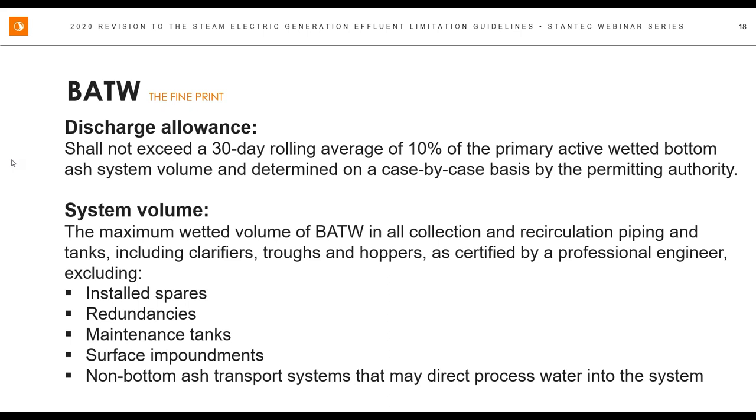So your system that you thought was pretty good size suddenly became much smaller as your maintenance tanks and your installed spares, your redundant clarifiers, and your second backup tanks, basically all your redundancies get taken out of this definition.